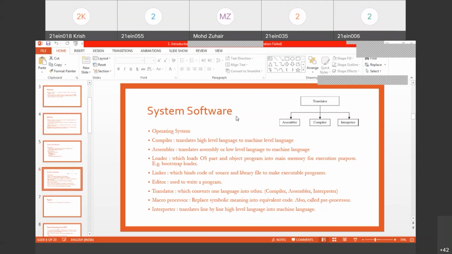So then we have translator. Translator converts one language into another. The examples of translator are compiler, assembler, or interpreter. Then we have macro processor that replaces symbolic meaning into equivalent code, which is also called preprocessor. And then we have interpreter that translates the code line by line from high level language to machine level language. So the basic difference between compiler and, sorry, interpreter is: compiler compiles the program as a whole and interpreter compiles the program line by line. Okay, one line, then another line, then another line.